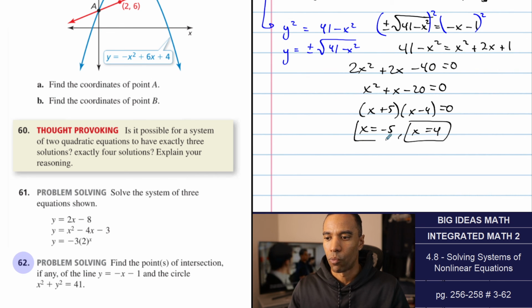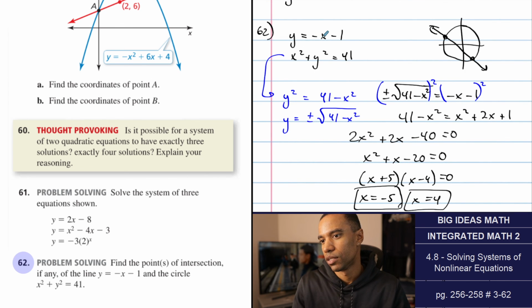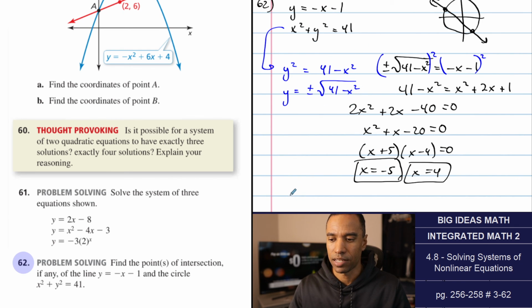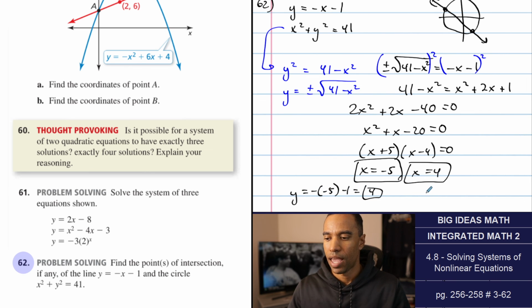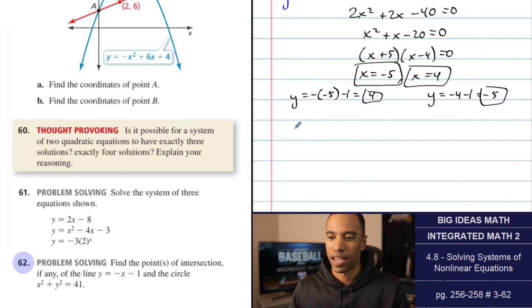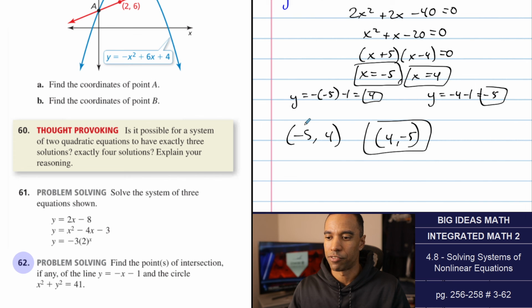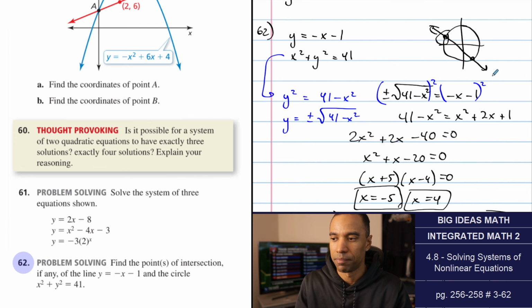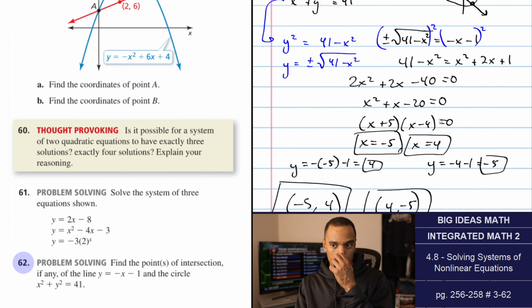Interesting. Okay. Now the y values, on the other hand, can also be clean. Oh, very nice. All right. So when I plug in negative 5 for x, I'll get y is the opposite of negative 5 minus 1. 5 minus 1 is 4. And when you plug in 4 for x, you'll get y equals negative 4 minus 1, which is negative 5. Cool. Okay, I didn't expect that. So your answers are negative 5 comma 4 and 4 comma negative 5. So negative 5 comma 4 must be this point, and 4 comma negative 5 must be that point. Yeah, so that ends up being it.